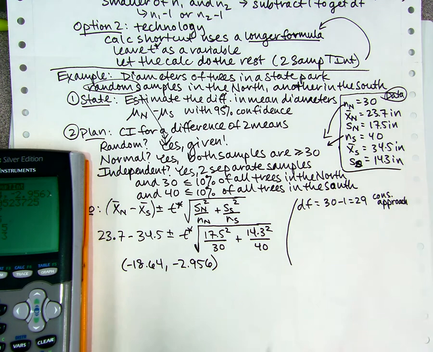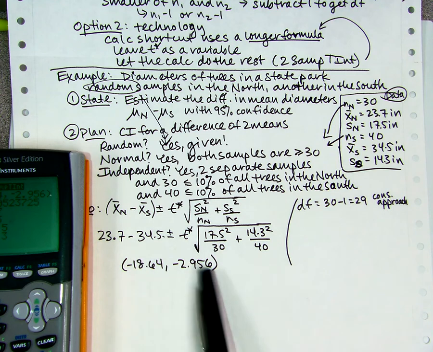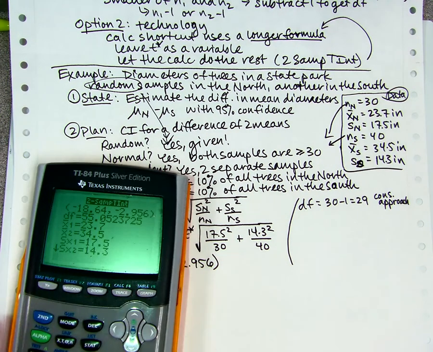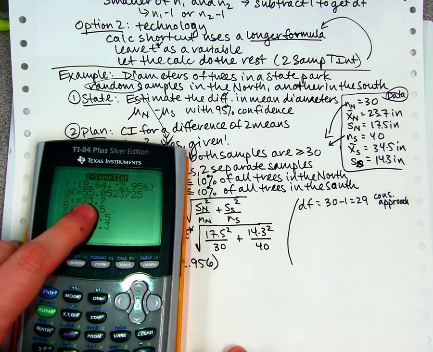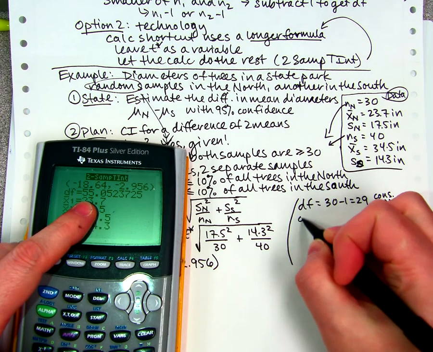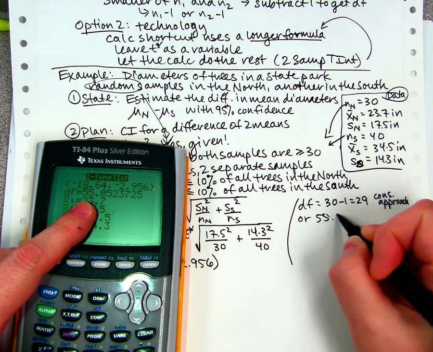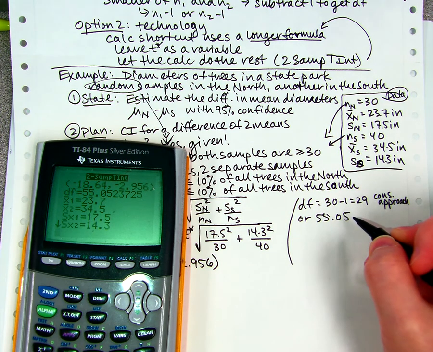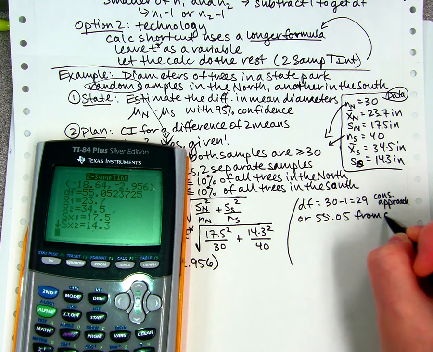If you do the conservative approach, then you have to type all of this. And that, I don't know, I personally would not choose that. Because if you do that, you'll get a different T star than what you get from the calculator. Notice the calculator actually did DF with the long ugly formula, 55.05. It comes out as a decimal, believe it or not, and that's crazy, from the calculator shortcut.